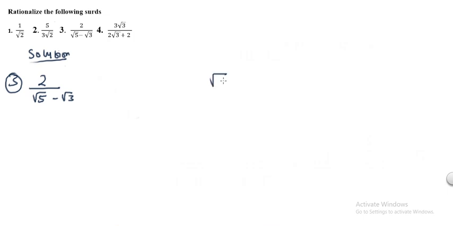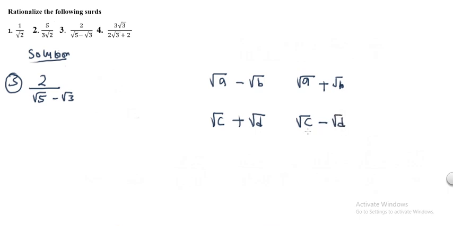So let's say you have root a minus root b. If you're looking for a surd that can multiply this to give you a non-surd number, you have to use root a plus root b. If you're given something like root c plus root d, you're looking for a surd that will cancel out this number, so you have to use root c minus root d. So you change the sign in the middle. This is the conjugate of this. So we call these the conjugates. The conjugates help us remove the surd from the denominator.